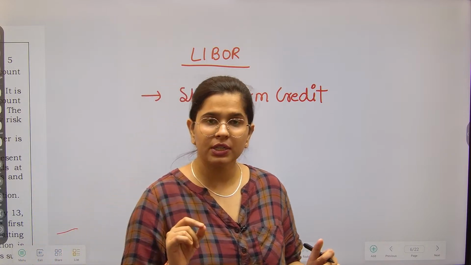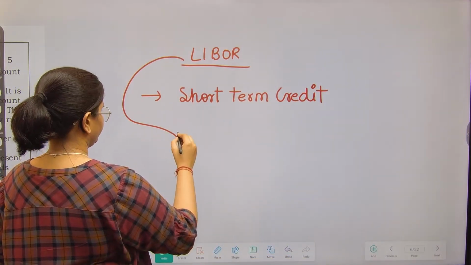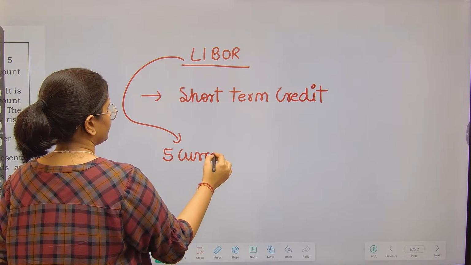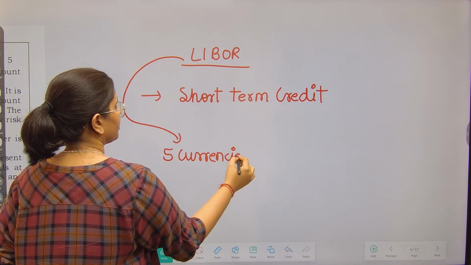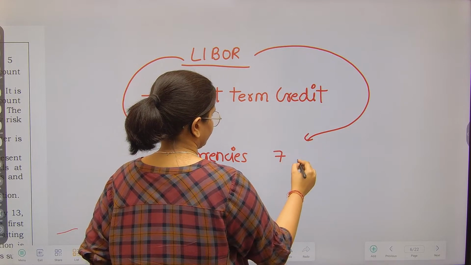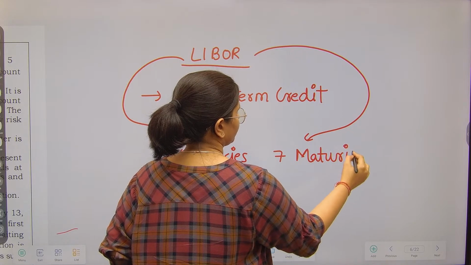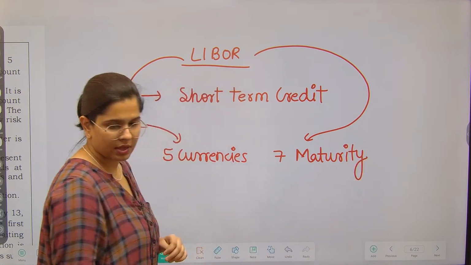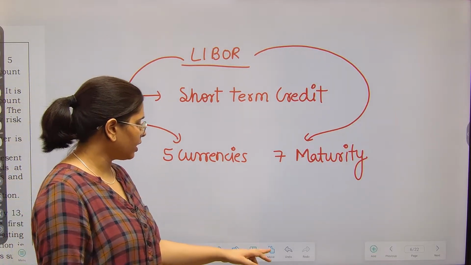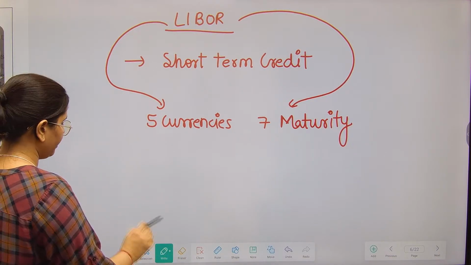Okay? Now this LIBOR involves 5 currencies and 7 maturities. Seven maturities and 5 currencies. Can someone tell me what those 5 currencies are?